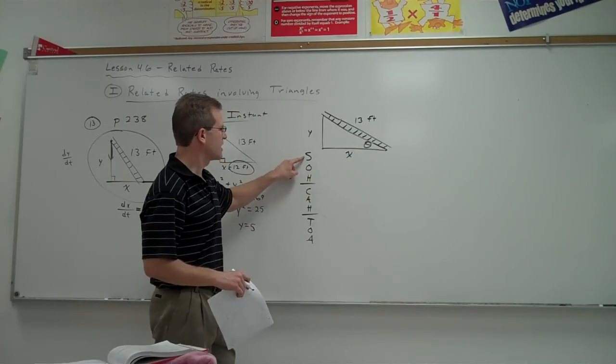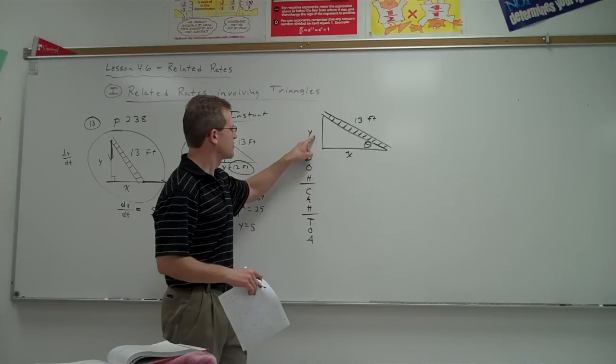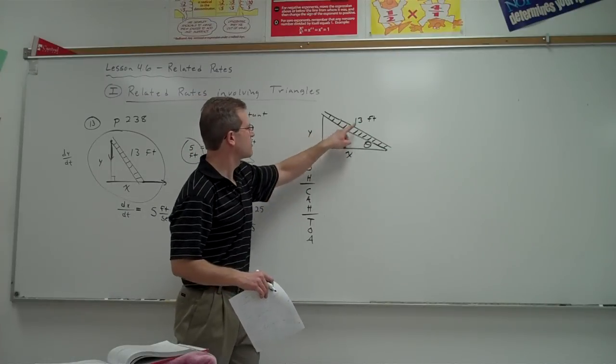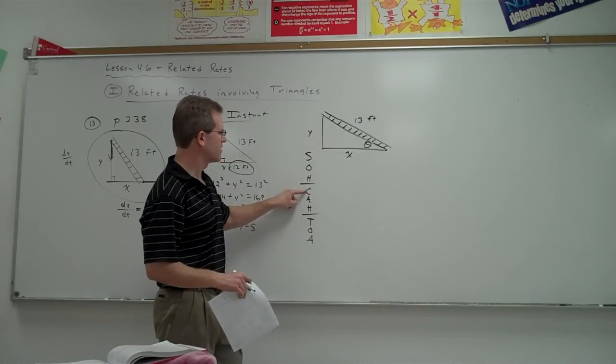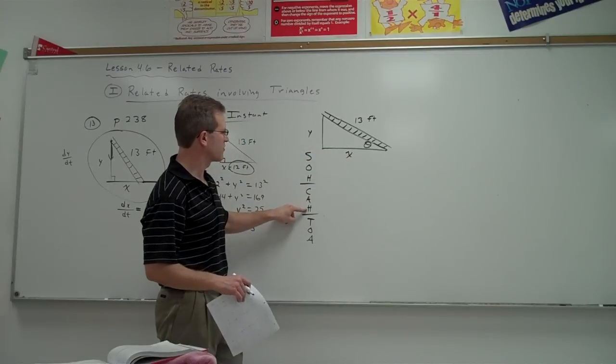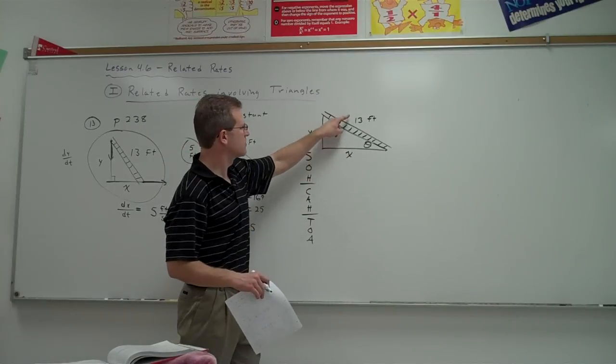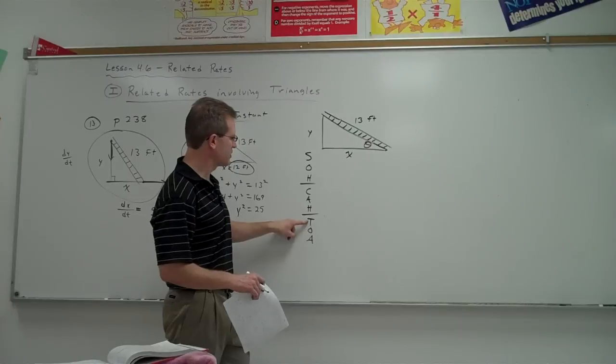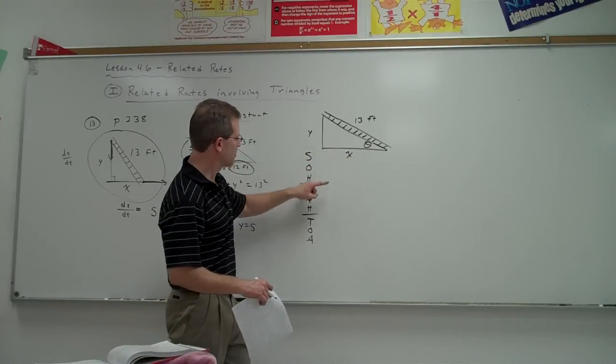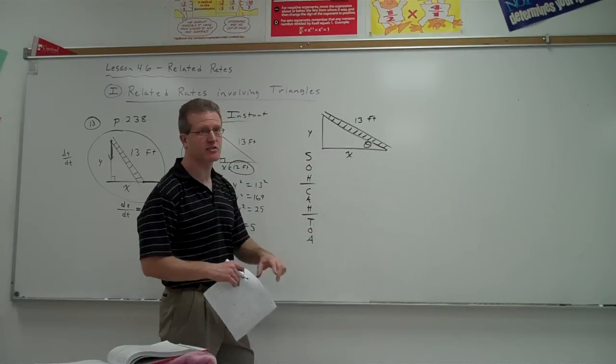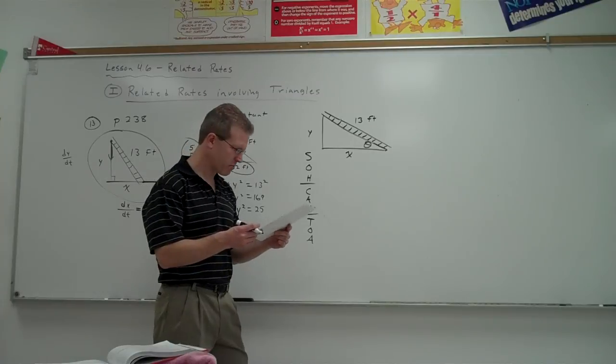So you could go sine of theta equals opposite over hypotenuse, so y over 13. Or you could do cosine of theta equals adjacent over hypotenuse, which would be x over 13. Or you could do tangent of theta equals opposite over adjacent, y over x. So you really have three choices.